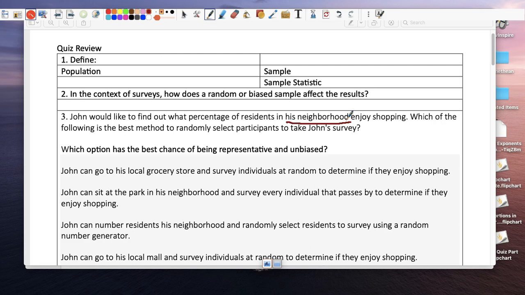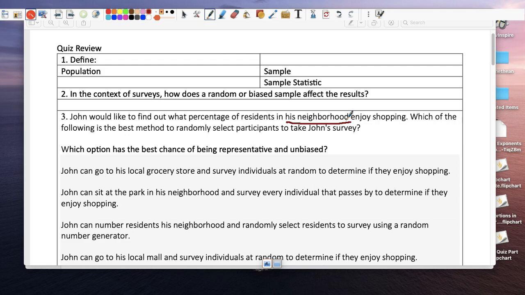Even within Flushing, there's North Flushing, I guess there's South Flushing. There is a Flushing area where a certain group of people mostly live. So you want to get a sample that is representative and unbiased, a group of people that represents the whole neighborhood.